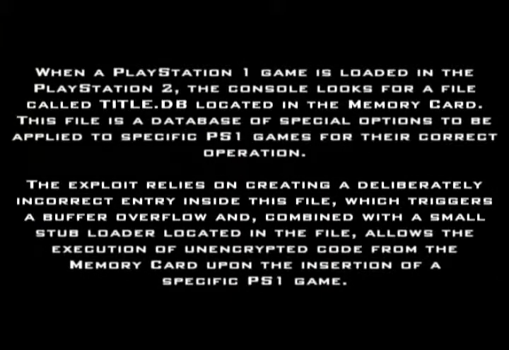How this softmod works is when the PS2 loads a PS1 game, the console looks for a file called the title.db located on the memory card for special instructions to be applied to the specific PS1 game so it works correctly. Basically, the exploit relies on creating an incorrect entry in this file, which will trigger a buffer overflow, which will allow you to run unencrypted code from the memory card.